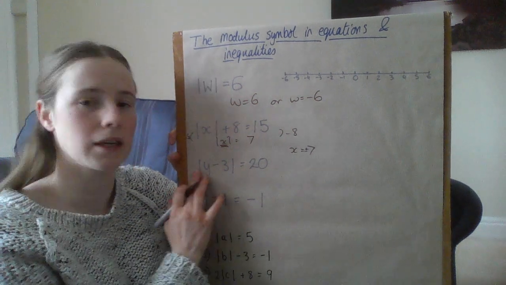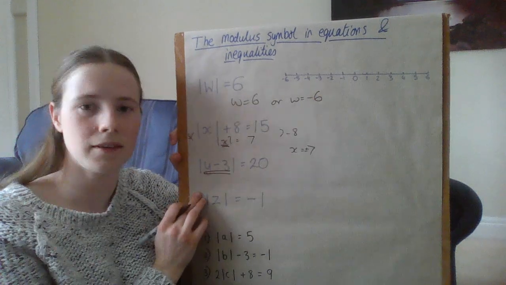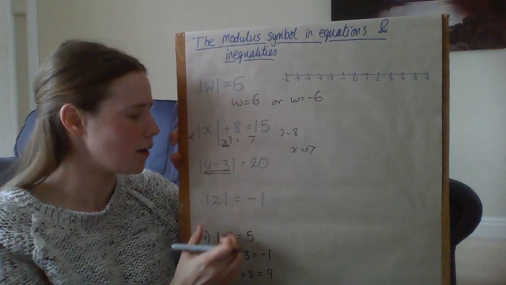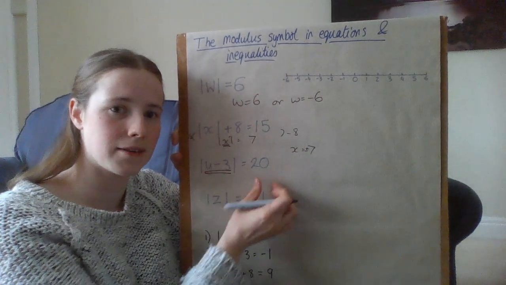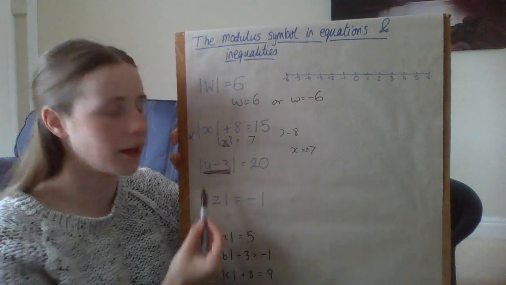Okay, next one, a little bit more complicated. Okay, y minus 3 here, modulus has to come out 20. So we need to think carefully about what numbers we can put in for y that's then going to go through this sum and end out at 20. I'm going to think about what I could get inside here.